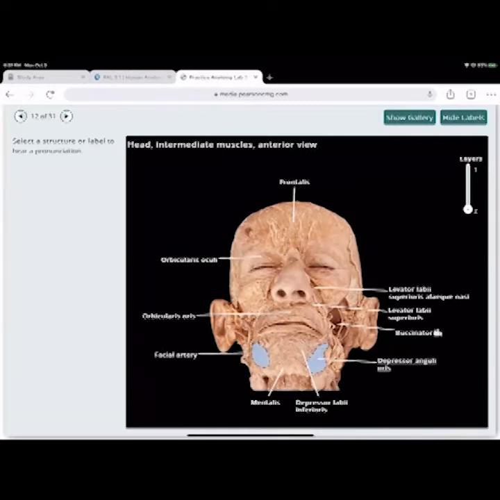Buccinator is your largest muscle of mastication, main muscle of mastication. I'm sorry, the masseter is the main muscle of mastication. I said that backwards, I'm sorry. The buccinator runs sideways along the buccal folds, the sides of your cheek. That's your buccinator muscle. It allows you to blow the trumpet, clarinet, whatever instrument you're playing. It compresses the sides of the face from the mouth. The levator labii superioris and the levator labii superioris alaeque nasi by the side of the nose.